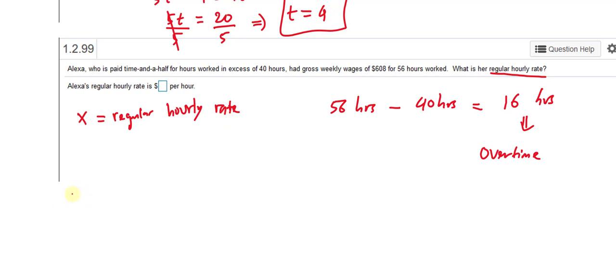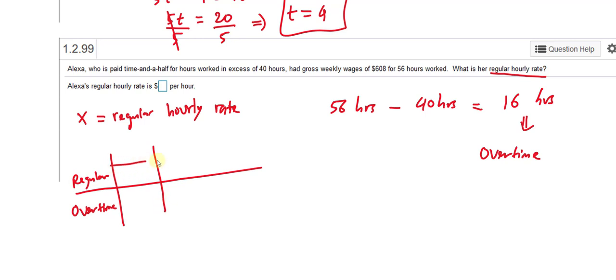Okay, so we have two cases. The first one is the regular hours, and the second case is for the overtime. So you have the number of hours worked, the rate, and then the salary. Now for the regular, you have 40 hours, and the overtime here is 16. The rate for the normal one is the one we are looking for. We don't know that, so we put x.